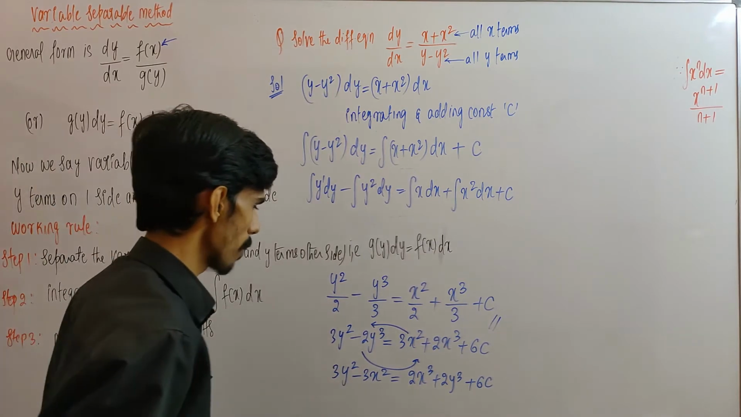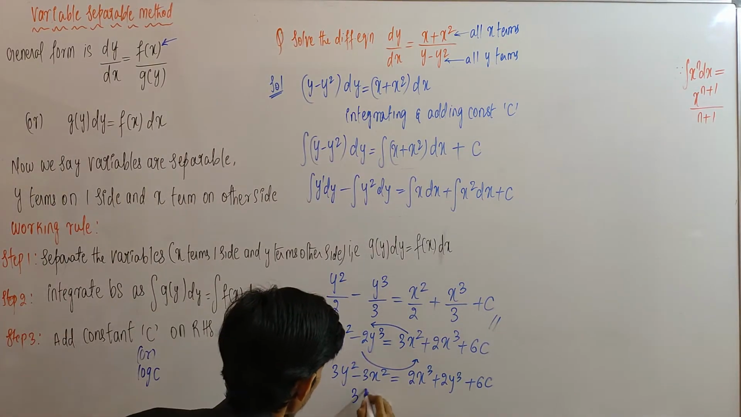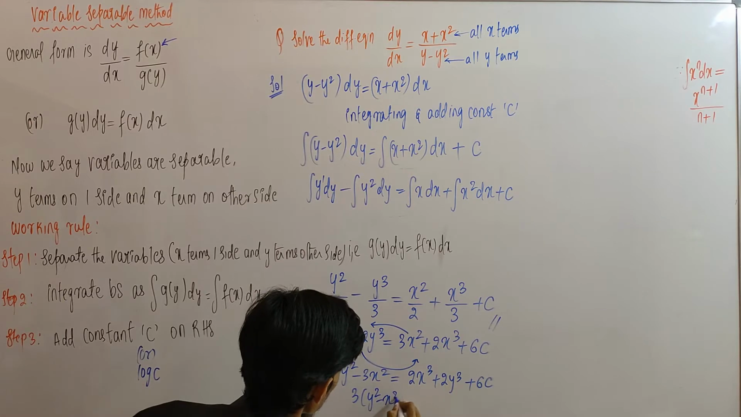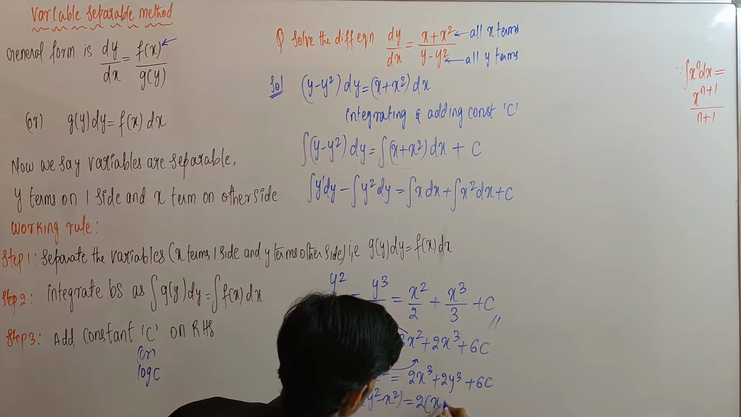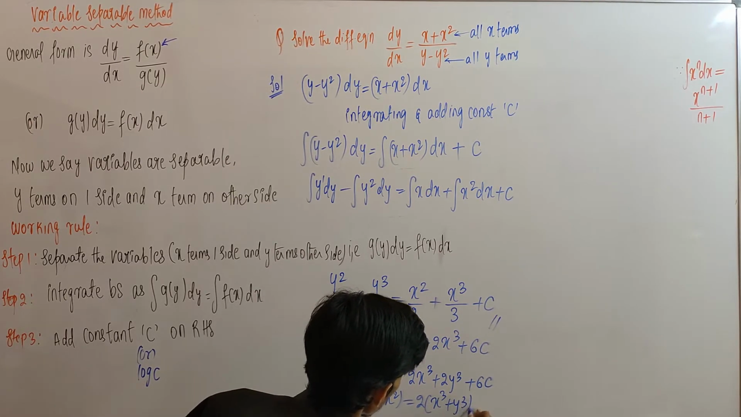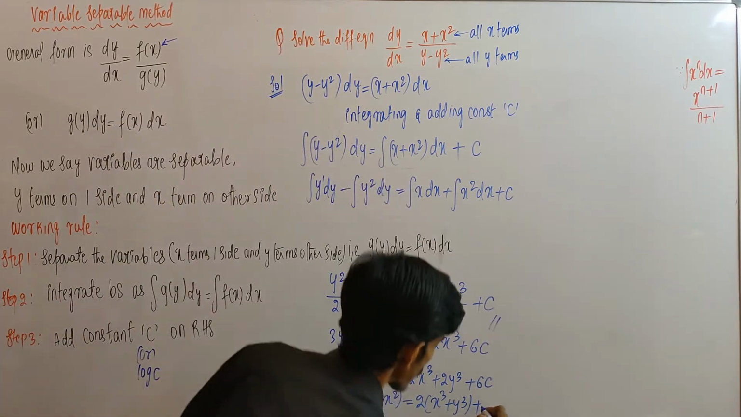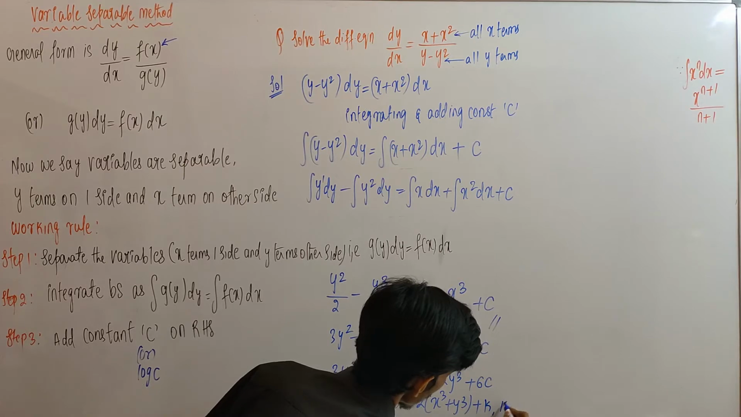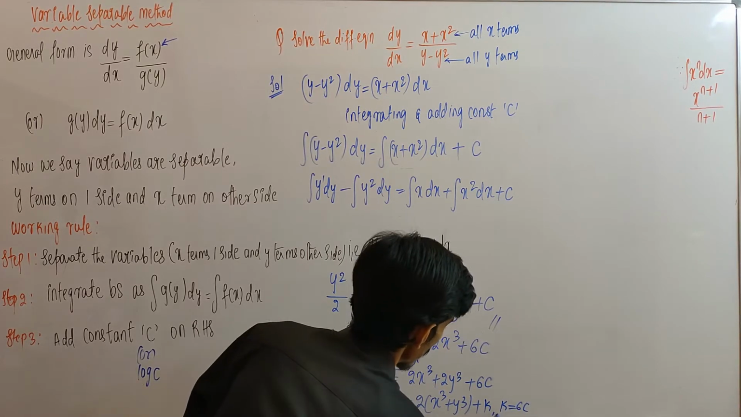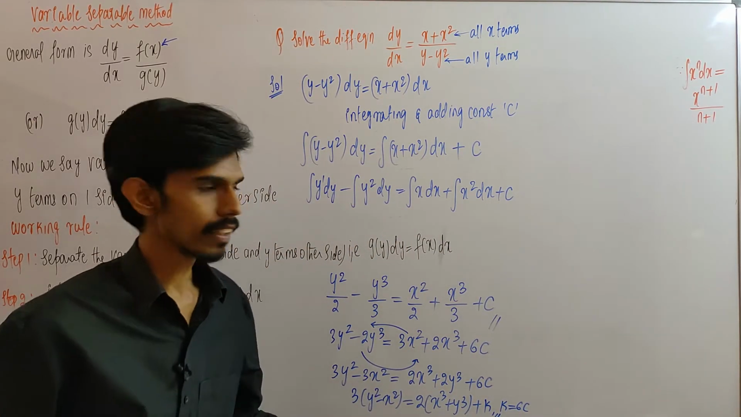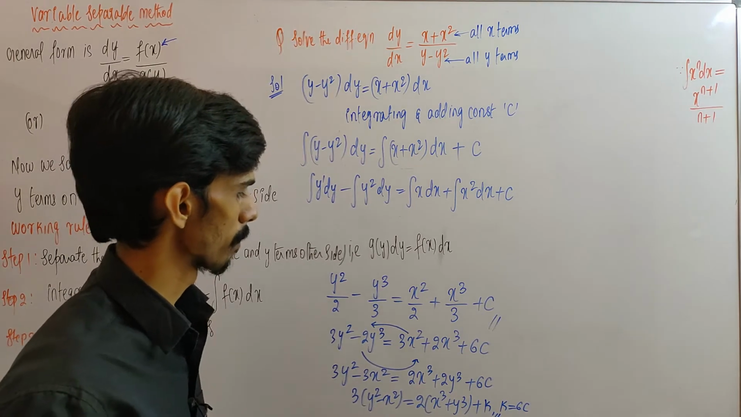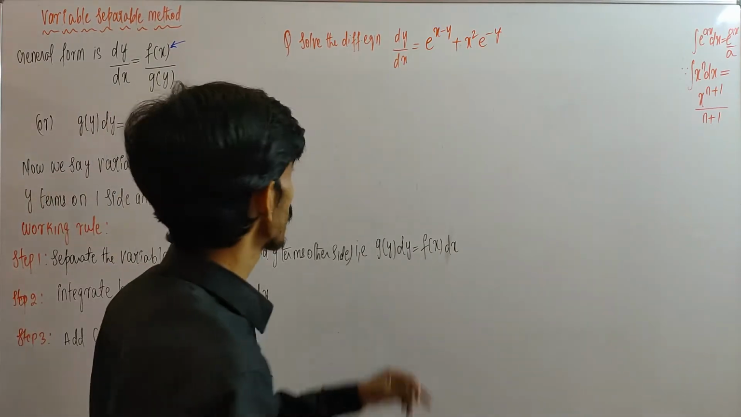Now take common. Here I have 3 common. Y square minus x square is equal to 2 into x cube plus y cube plus this 6c, which can be taken as k, where the k value is 6c. This is another way of writing the same solution. Let us see the next question.